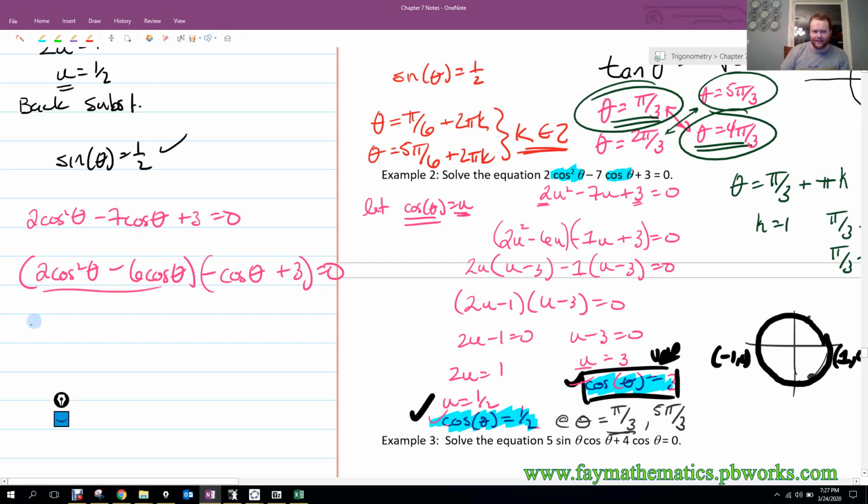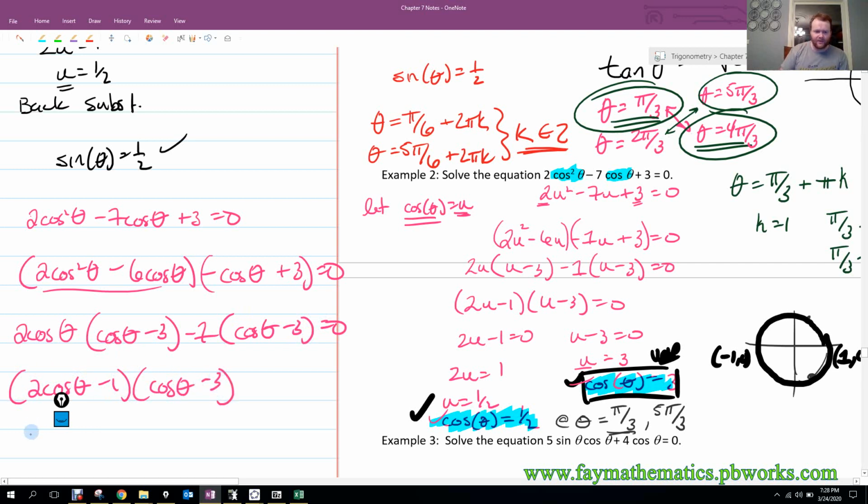But now they look at this and say, oh, I can take out a 2 cosine theta out of the first two terms, and it leaves me cosine theta minus 3. And here they say, well, I can't take out anything but a negative 1. So it leaves me cosine theta minus 3. And then we have 2 cosine theta minus 1 and cosine theta minus 3 equals 0. And then they get 2 cosine theta minus 1 equals 0, cosine theta minus 3 equals 0. So this eventually gives me cosine theta equals a half, and this will give me cosine theta equals 3.